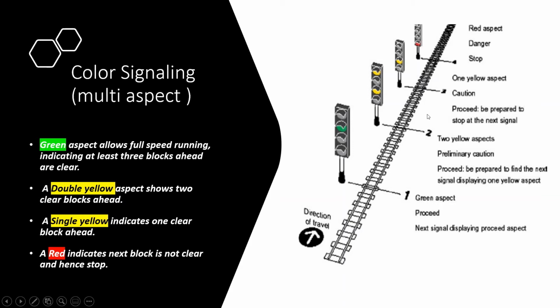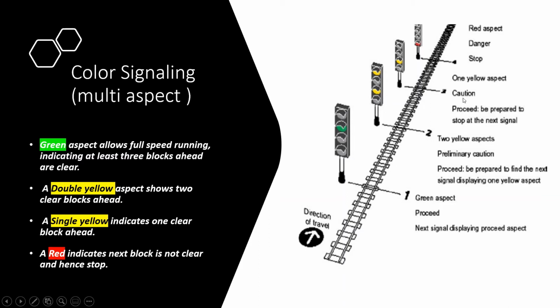So while he continues from block 2 to block 3, he would see a yellow light, representing that a yellow light indicates one clear block ahead. That is, the driver, while seeing this single yellow light, would understand that only one block of track is clear, and we have to be very cautious that we get a yellow and a red light in the next section.